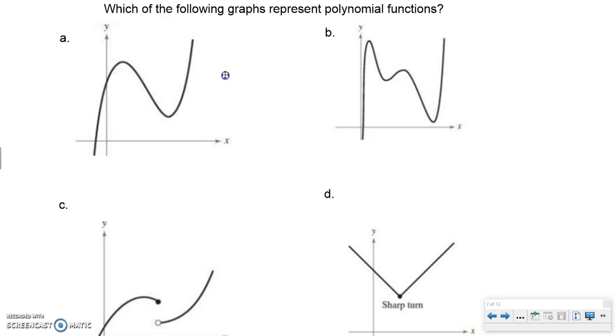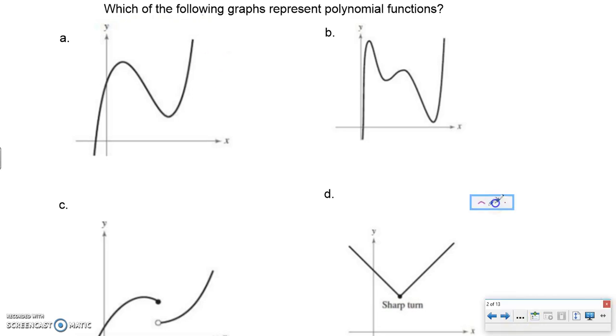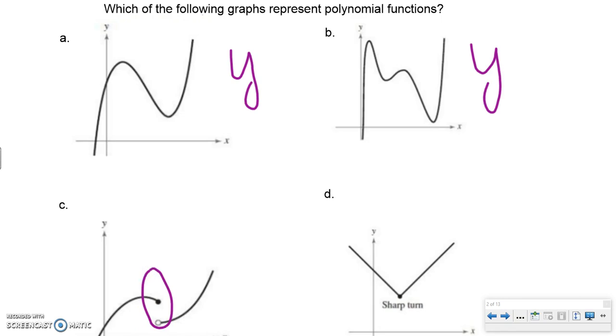Hopefully you're saying that A and B are yes functions. C is not because it has a break, and D is not because it has that sharp turn.